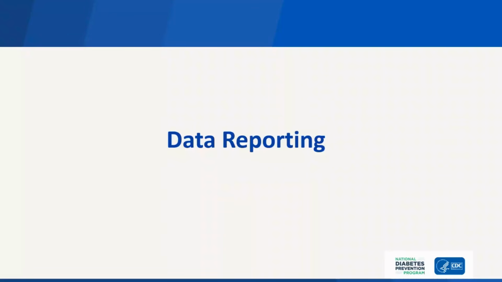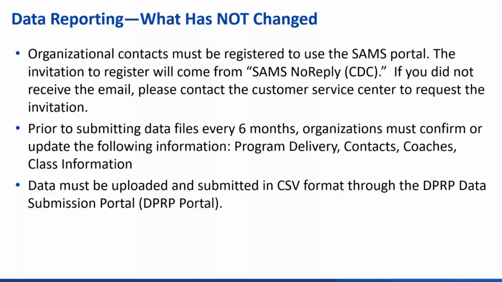Now we're going to talk about what has changed and what has not changed in the data reporting process. What has remained unchanged? Administrative tasks and all data submissions will still be completed within the SAMS portal. Organization profile information must still be reviewed, updated if needed, and confirmed every 6 months. All data must be prepared and submitted in a CSV file. Data submissions are still due every 6 months based on the organization's effective date.